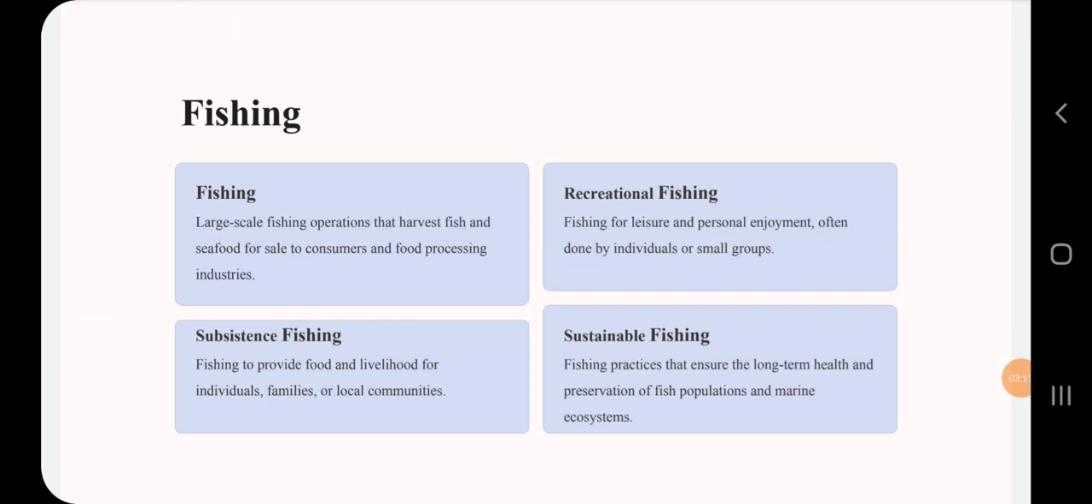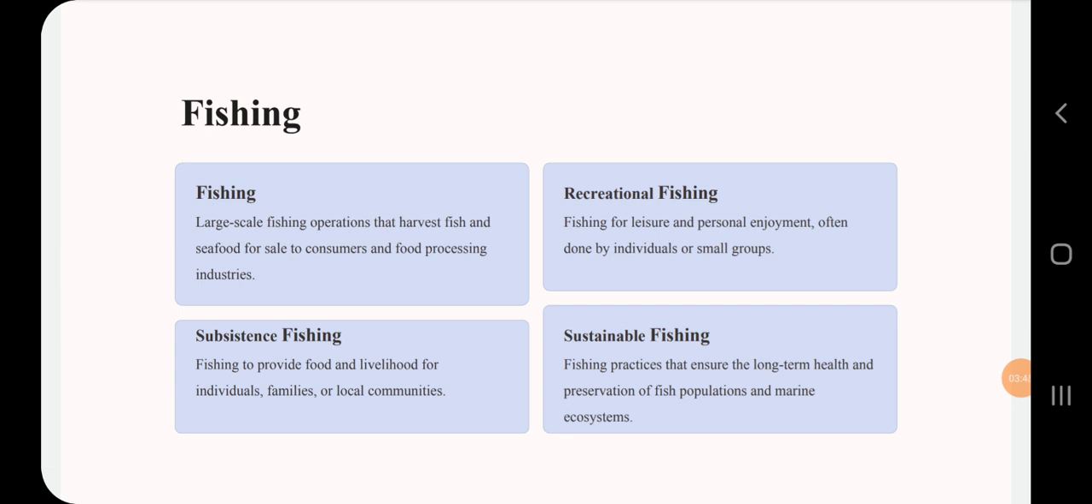Fishing. Large scale fishing operations that harvest fish and seafood for sale to consumers and food processing industries. Recreational fishing. Fishing for leisure and personal enjoyment, often done by individuals or small groups. Subsistence fishing. Fishing to provide food and livelihood for individuals, families, or local communities.